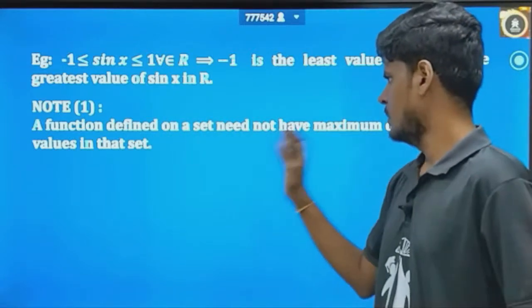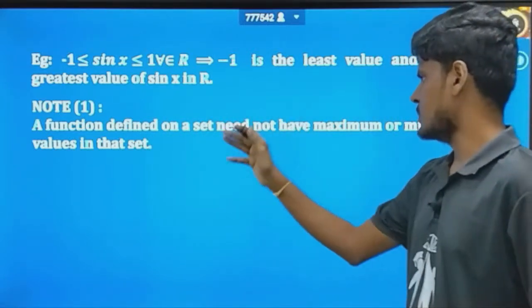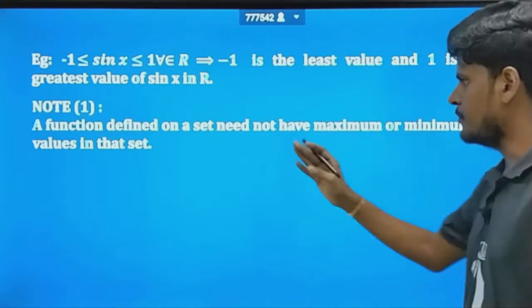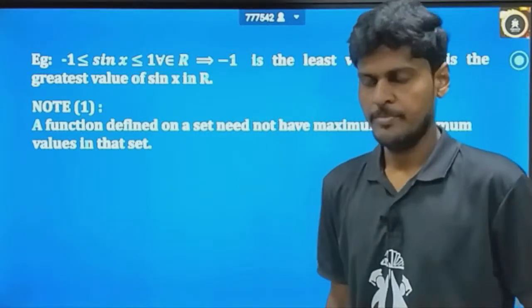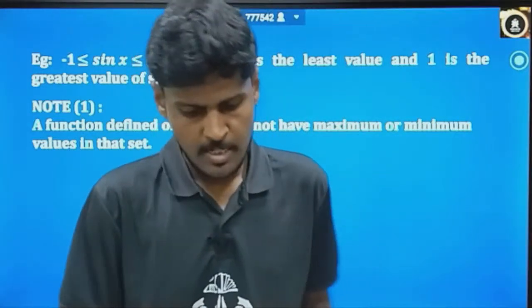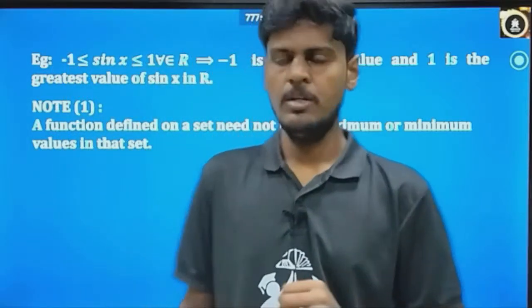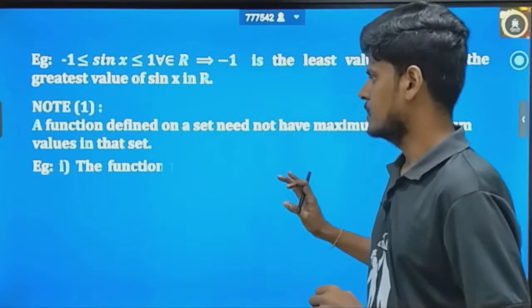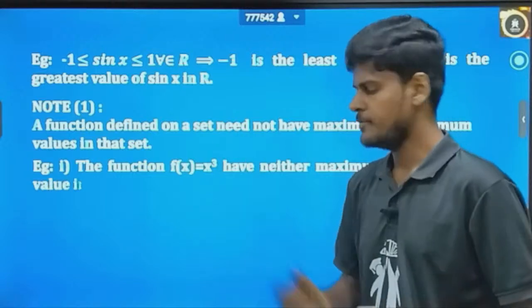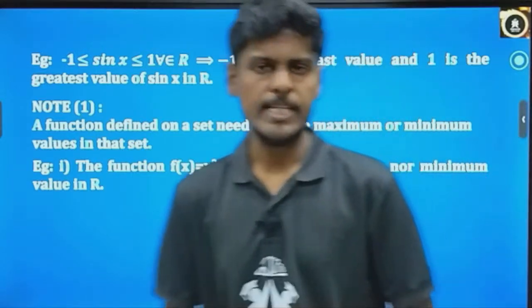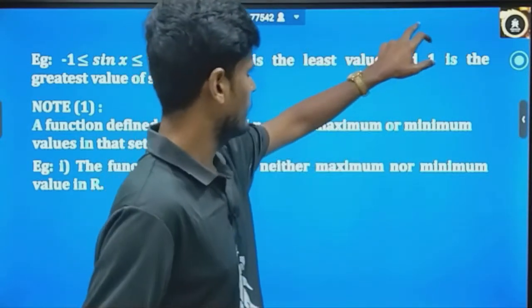Next one, a function defined on a set need not have maximum or minimum values in that set. This is very important to understand. A function need not necessarily have a maximum or minimum value. We will see an example for that. Example, f of x equal to x cube. What is the graph of x cube, students?